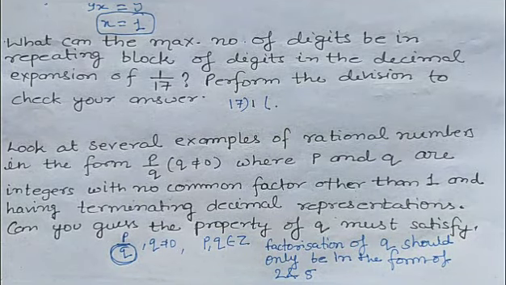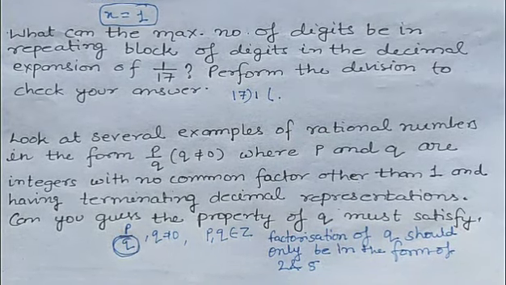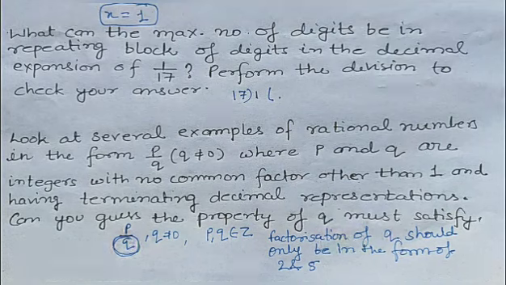factorization. If numbers other than 2 and 5 are there, that decimal number will not be terminating, it will be non-terminating. So you can simply say that the denominator should have its factorization only into the form of 2 and 5, not other than that.